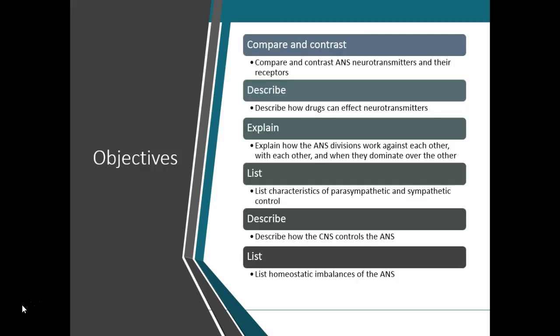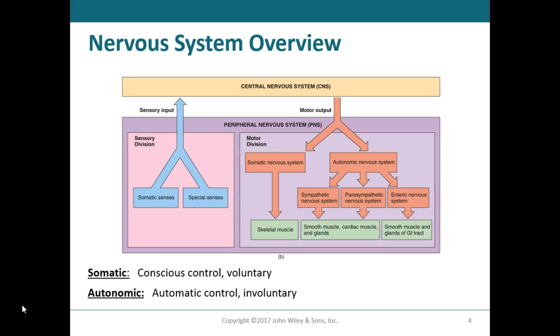We'll look at some of the neurotransmitters and how drugs can affect the action of those neurotransmitters. We'll talk about how the autonomic nervous system divisions work together, how one can sort of dominate or control the other in certain situations. Talk about the control of those two. Describe how the central nervous system can affect the autonomic nervous system, and then briefly look at some imbalances associated with the autonomic nervous system. All right, so let's get started.